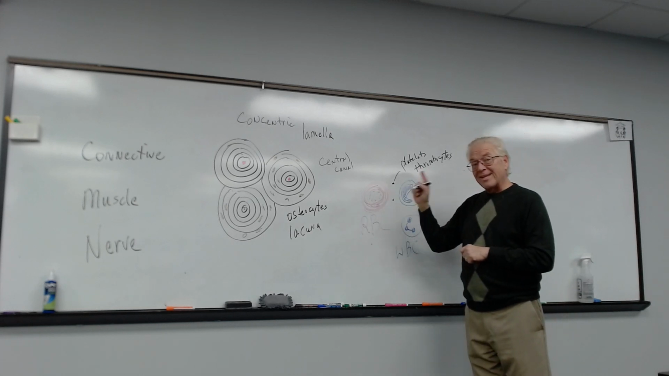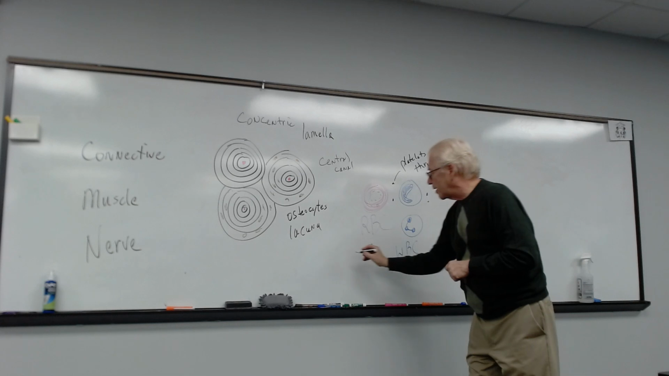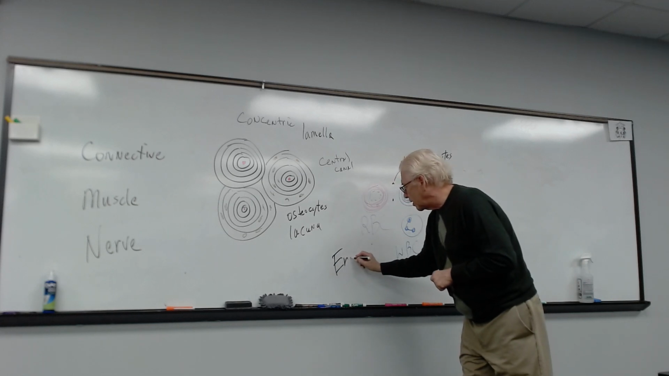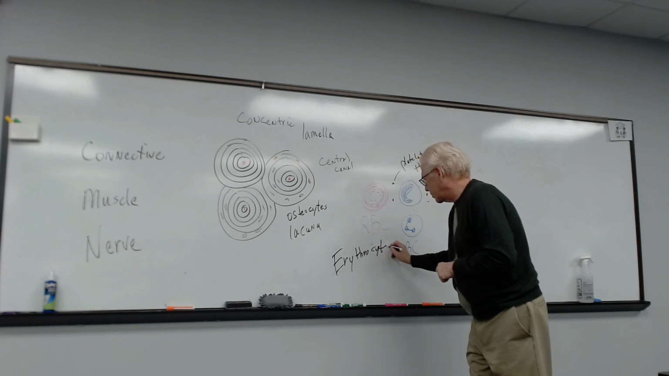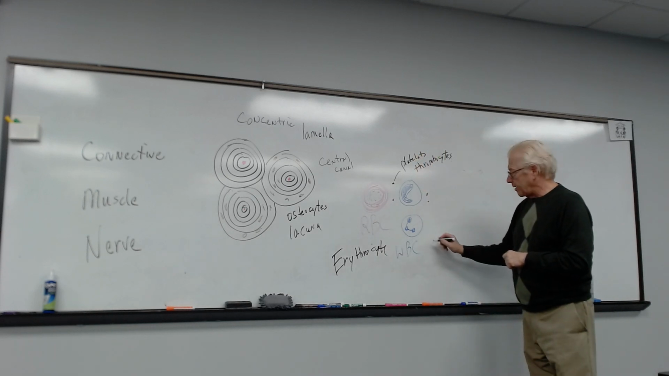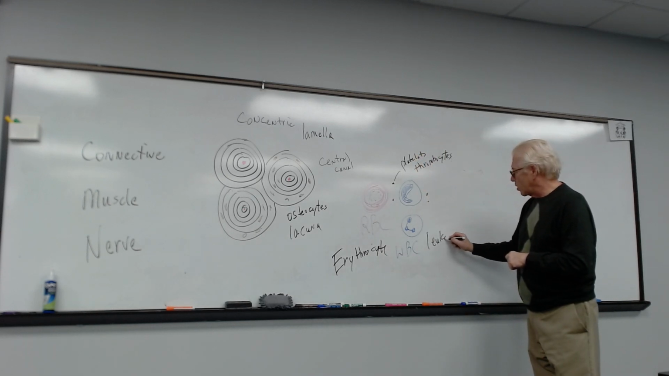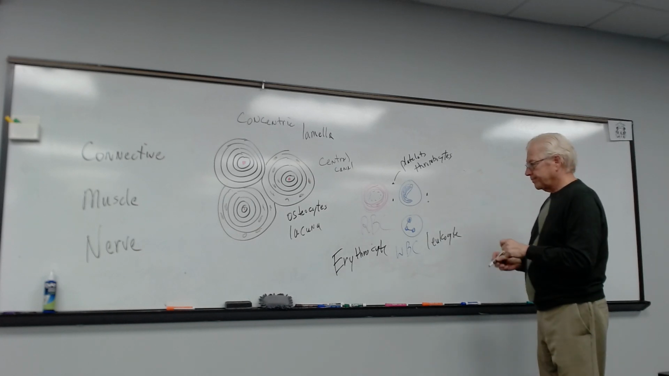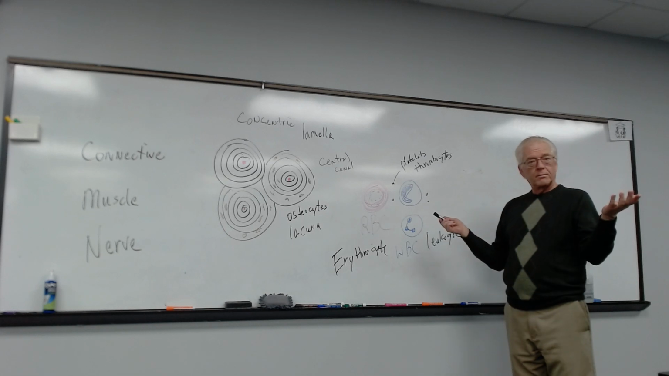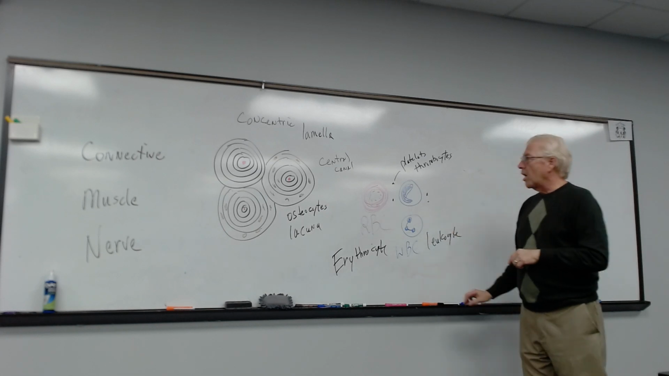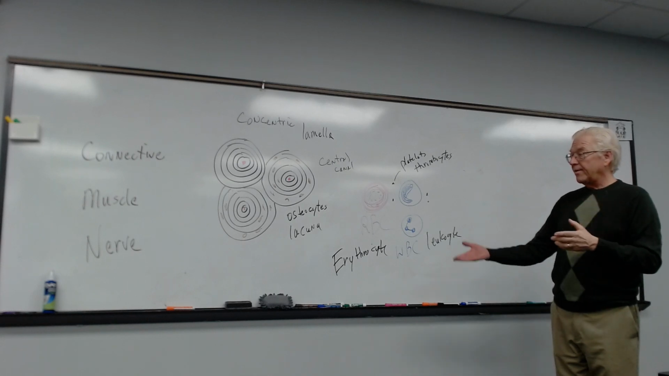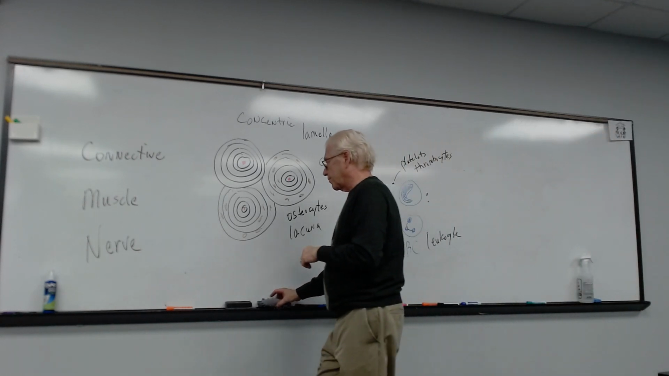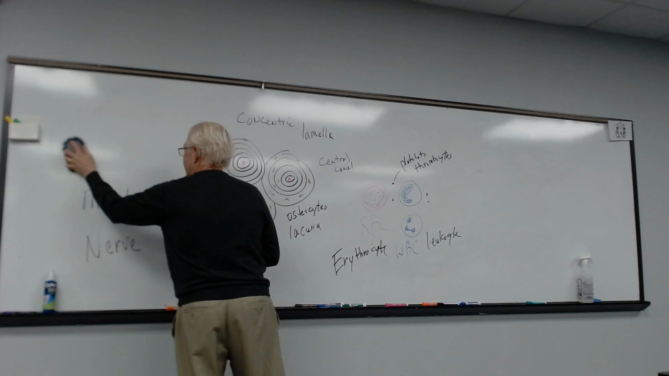Now, what is the technical name for a red blood cell? Erythrocyte. And for a white blood cell, leukocyte. Okay? Well, that's the end of your connective tissue. So now all we have left is muscle and nerve. And we'll get that done in just a second.